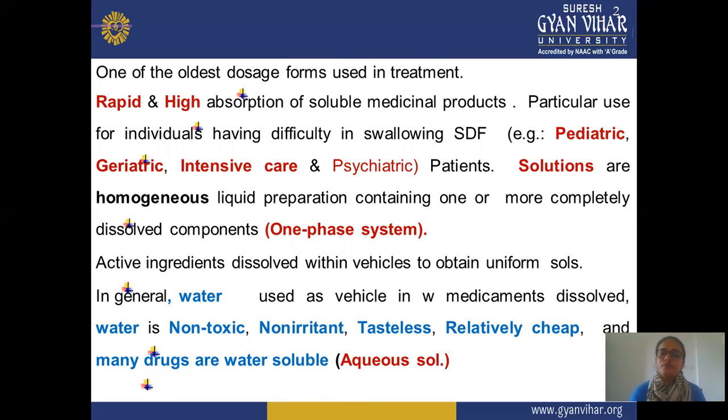And again, you can say that this liquid dosage form is not possible without the help of a solvent. You require a certain type of solvent, and the solvent majorly used for liquid dosage forms is water, because water is easily available, non-toxic, non-irritant, tasteless, very cheap, and very compatible with many drugs and water soluble. So because of all these good properties of water, the major solvent used for liquid dosage forms is water.